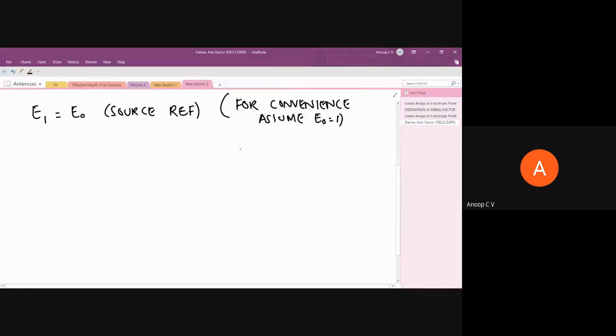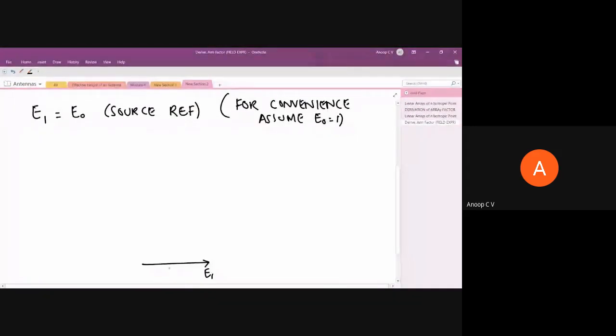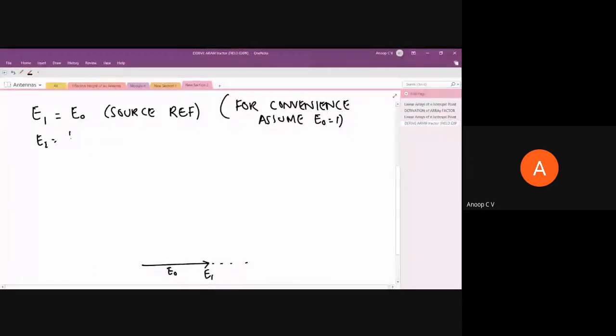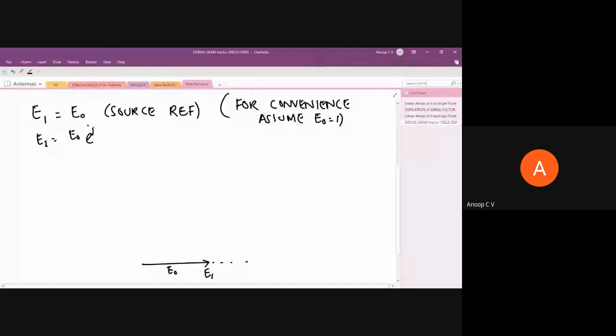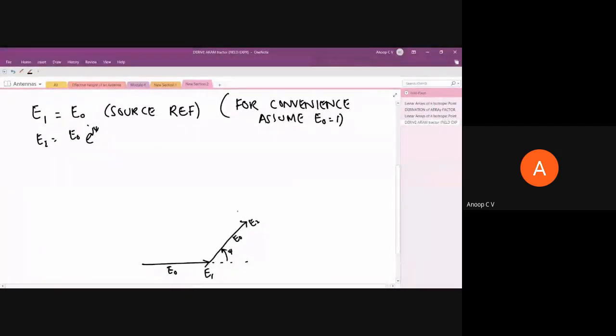So when I am plotting the phases or the vectors, this is E1, its magnitude is E naught. And for E2, you can see E2 will be E naught e power j psi. E2 will be advanced. So I can draw E2 here like this. Its magnitude is E naught, but it is advanced by an amount psi with respect to the reference.